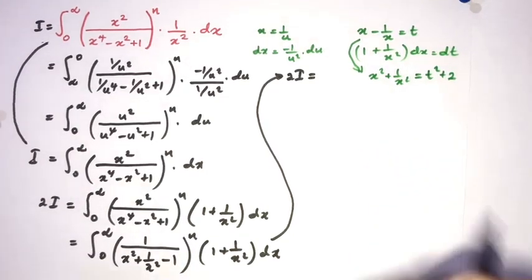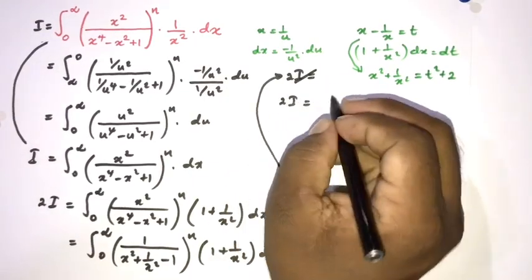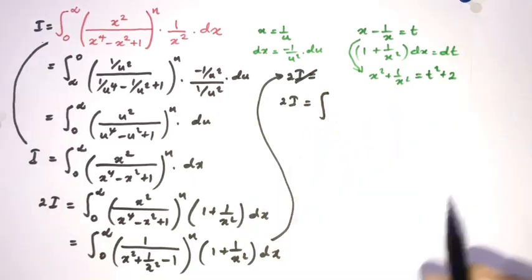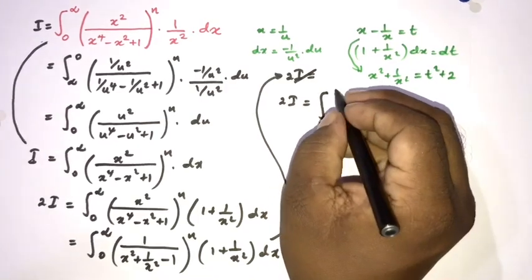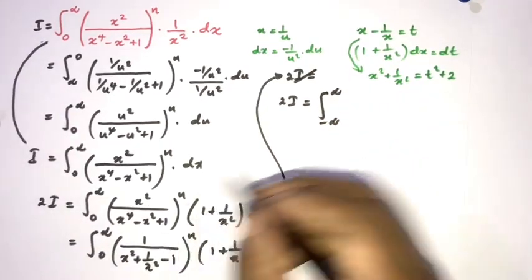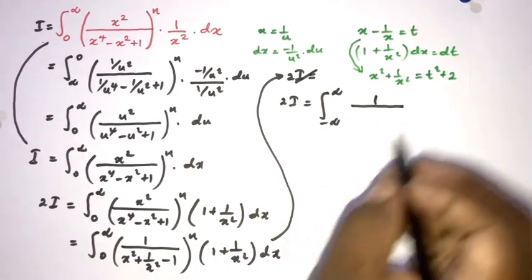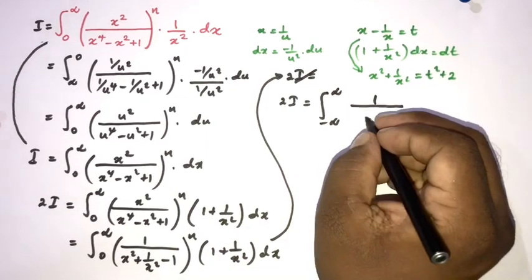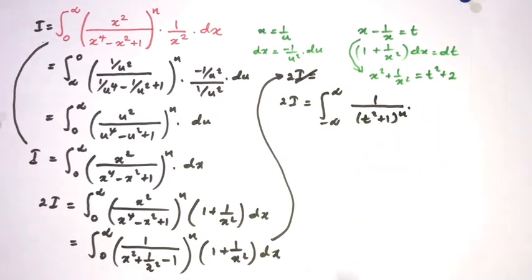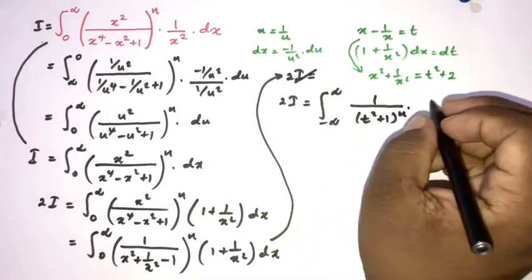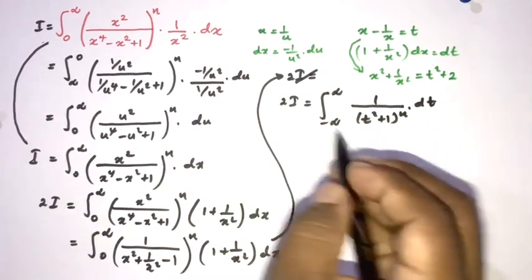So now we can write here 2 times I is equal to the integral, now the limit: we know when x approaches 0, here minus infinity, so minus infinity to infinity. Now 1 over x squared plus 1; x squared we know t squared plus 2, here minus 1, so t squared plus 1 raised to the n power, and 1 plus 1 over x squared dx we know dt. So here dt.